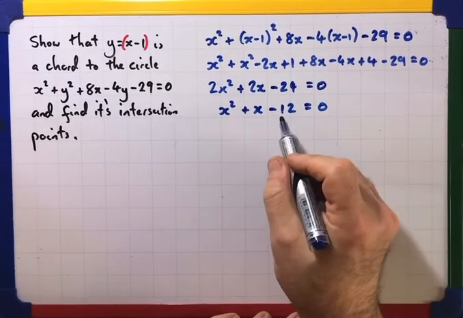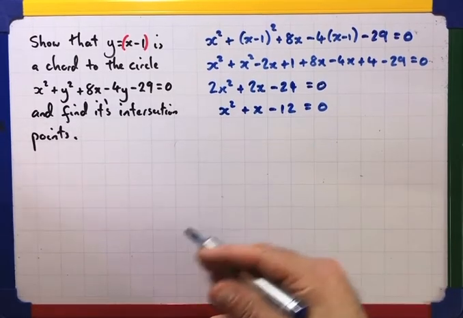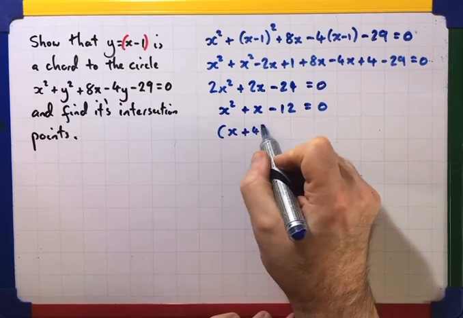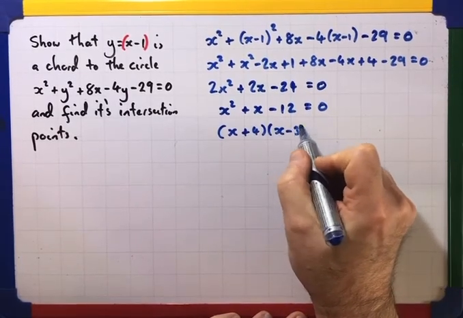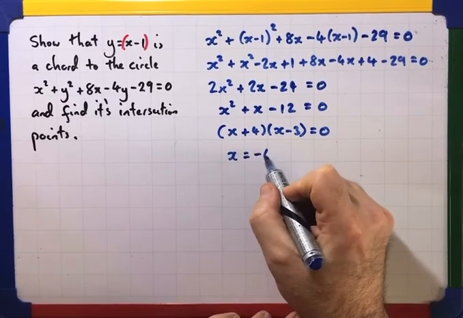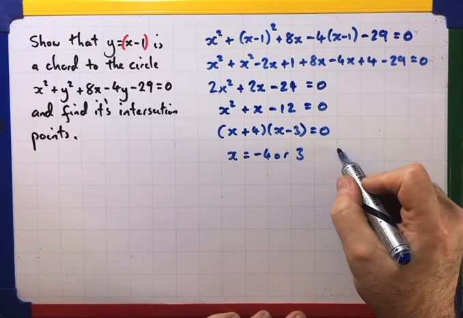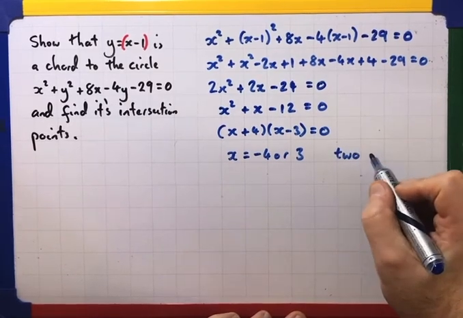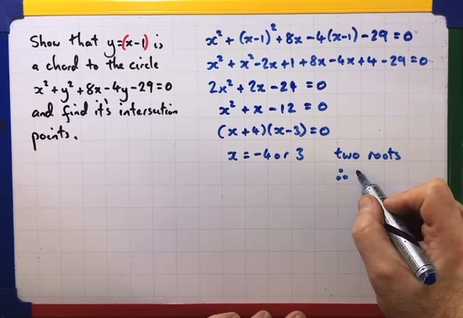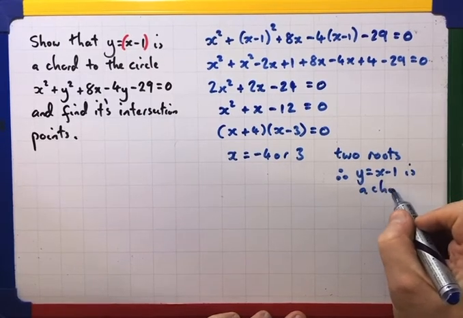Difference of 1, and one's got to be positive, one's negative, so it's going to be plus 4 and minus 3, isn't it? Which gives me x equals minus 4 or 3. And you can say 2 roots, therefore y equals x minus 1 is a chord.